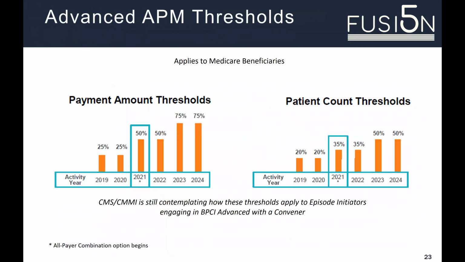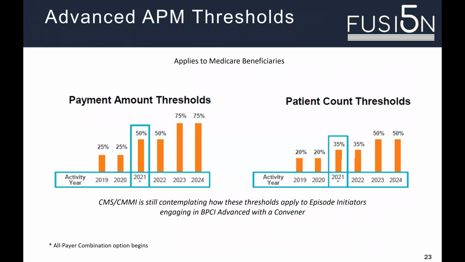And another condition is that within MACRA, if you're going to be an advanced alternative payment model, you have to have a certain threshold of either payment or count. Now, the thing to remember here is this only applies to your Medicare beneficiaries, and I should say your traditional Medicare beneficiaries. This does not apply to your Advantage, your Medicare replacement patients. You're not looking at your commercial patients the same. These are just your Medicare patients.